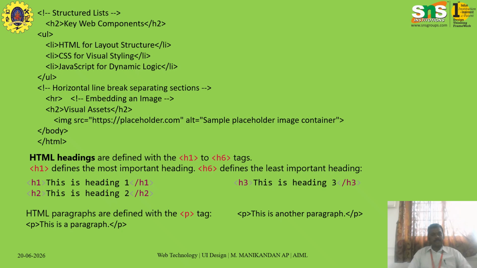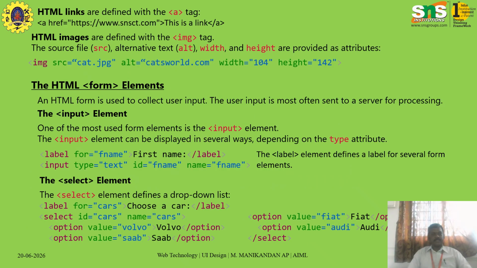Next one is the paragraph tag. HTML paragraphs are defined within the p tag. Inside the p tag we can give any paragraph. Next, HTML links are defined with the a tag. Inside the a tag we have href, and inside href we can contain the links.